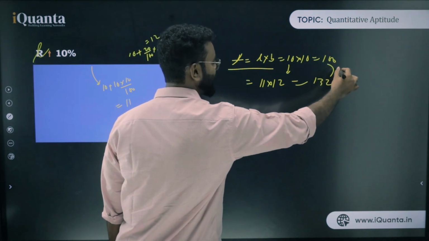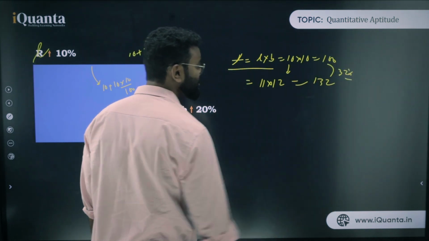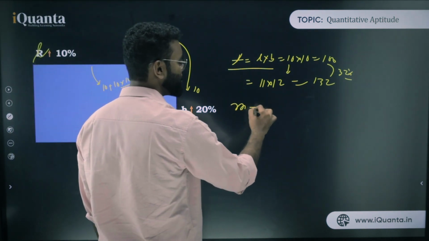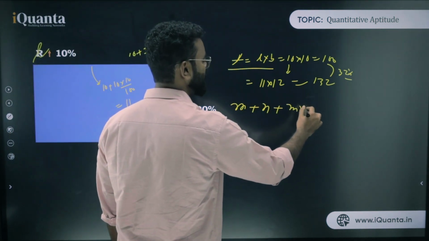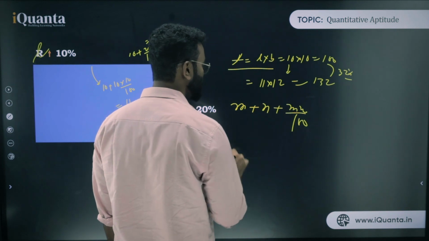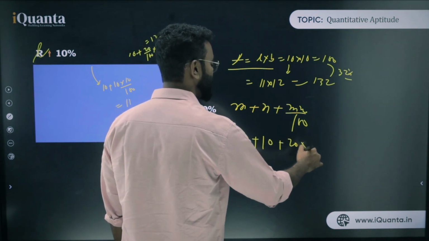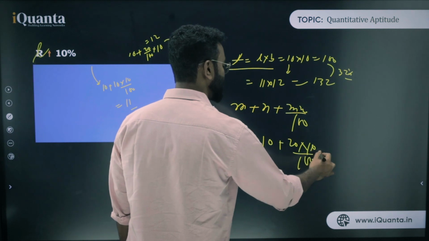So what is the percentage increase? 32%. So this is one way to solve this question, but we can use the formula also. And what was the formula? M plus n plus mn upon 100. So if you do this, that is 20 plus 10 plus 20 into 10 upon 100, which is 32.